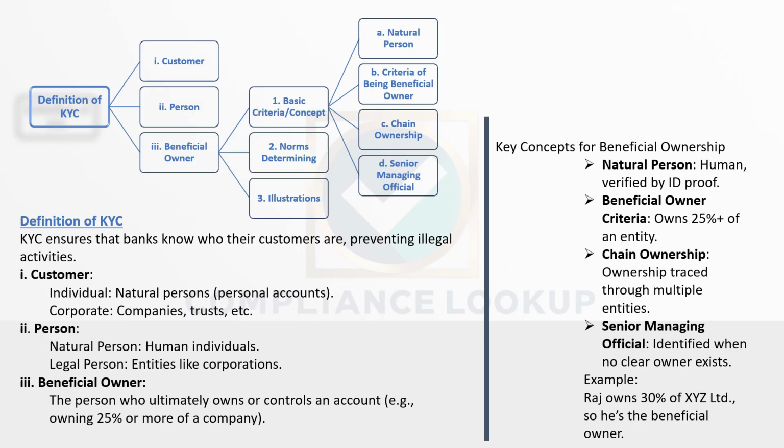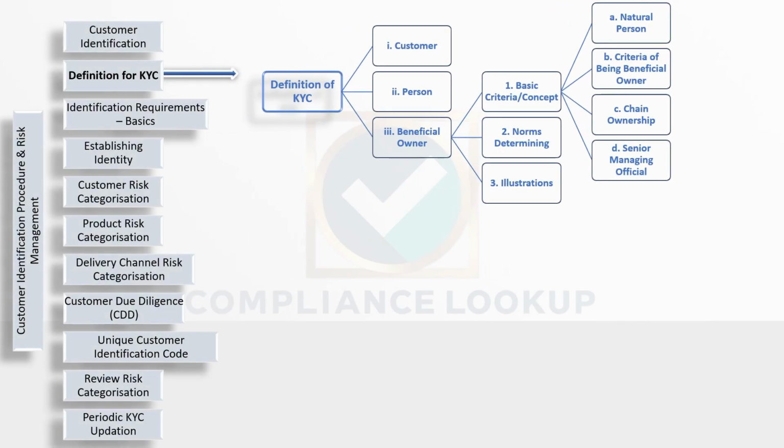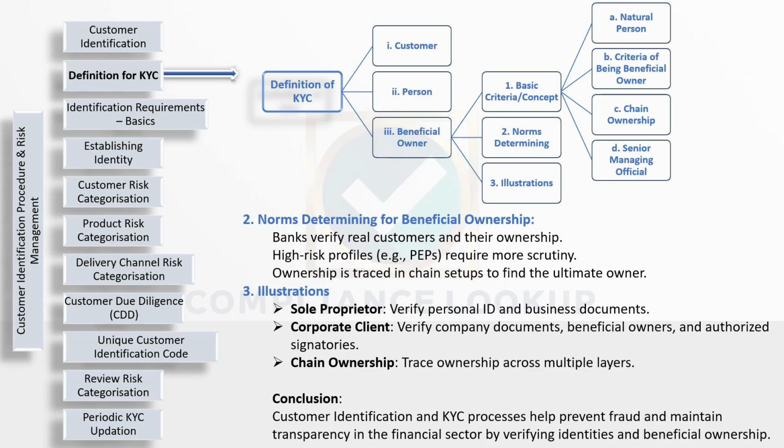2. Norms determining beneficial ownership. Financial institutions follow specific regulatory norms to determine: first, who qualifies as a customer. The bank must identify and verify the real customer. Second, level of scrutiny. The customer's risk profile determines how much investigation is required. High risk customers, like politically exposed persons, PEPs, face greater scrutiny. Third, beneficial ownership. If an individual holds 25% or more ownership in a company, they are classified as the beneficial owner. If there is chain ownership, institutions must trace and determine the ultimate beneficial owner.